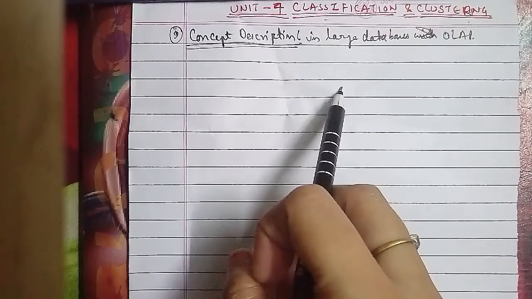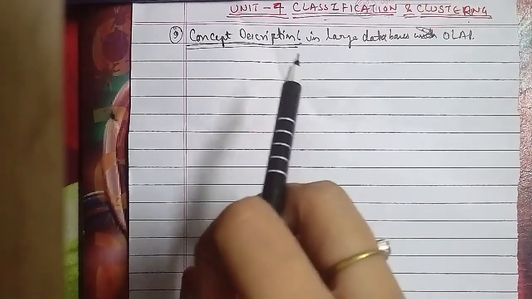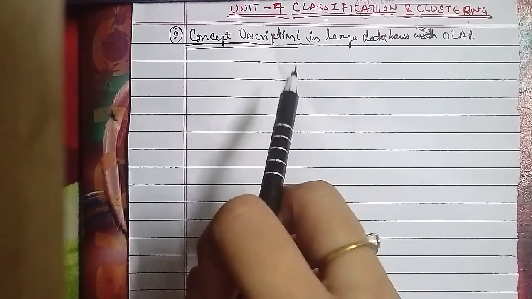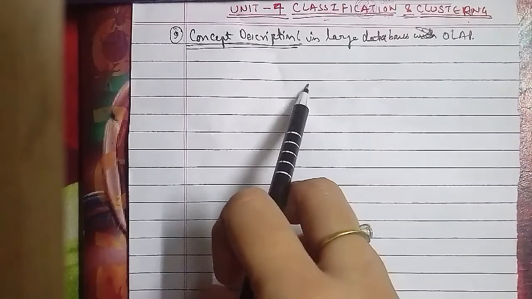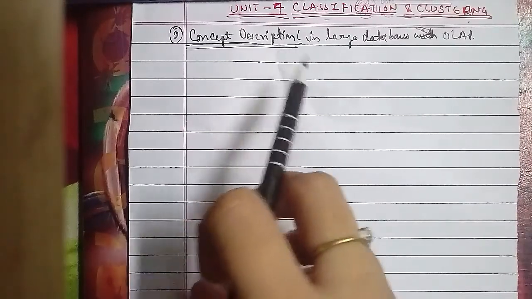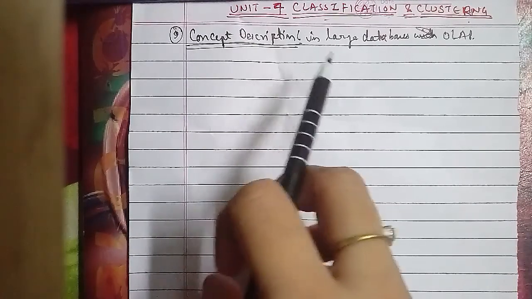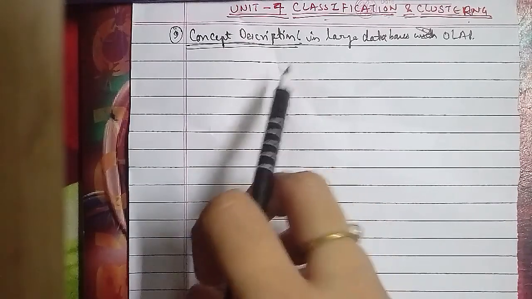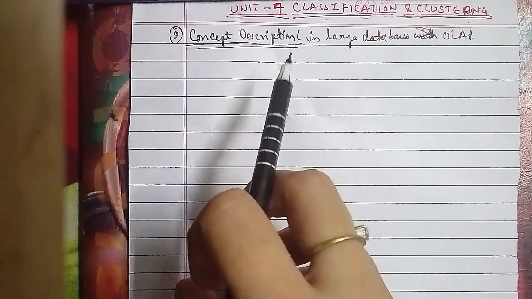But in the concept descriptions in the large databases, the concept description in the data mining requires a more automated process that helps the user to determine which attribute should be included in the analysis, and the degree to which the given data should be generalized in order to produce interesting summarizations of the data as well.